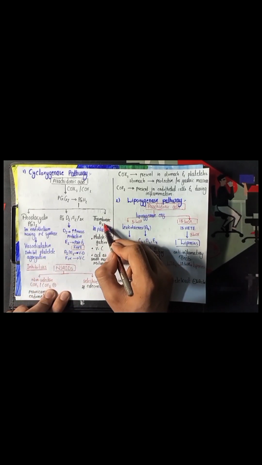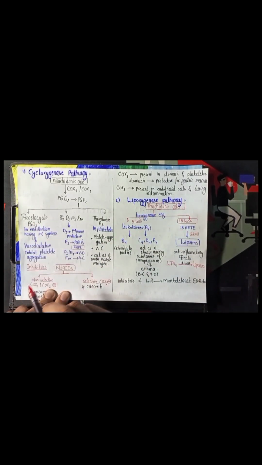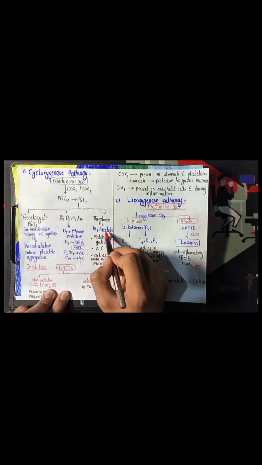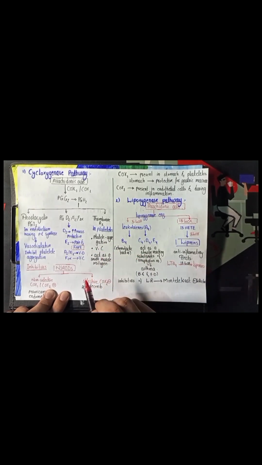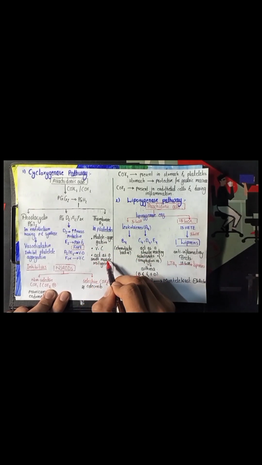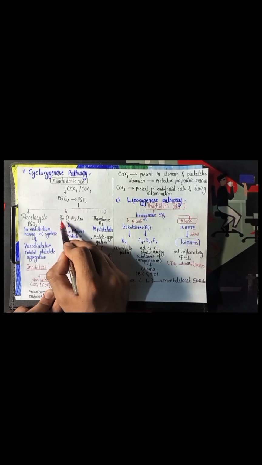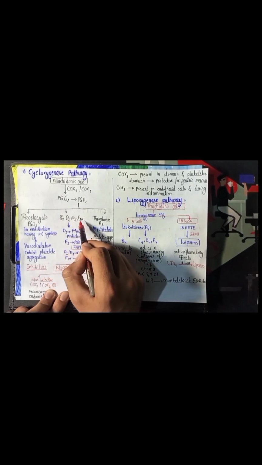The second one is thromboxane A2. Thromboxane produces effects opposite to prostacyclin. Thromboxane is produced from the platelets, and it causes activation of the platelets and hence causes platelet aggregation and clotting. Similarly, thromboxane also causes vasoconstriction of the blood vessel, and it also acts as a smooth muscle mitogen. After this, we come to other products like prostaglandin D2, E2, and F2.